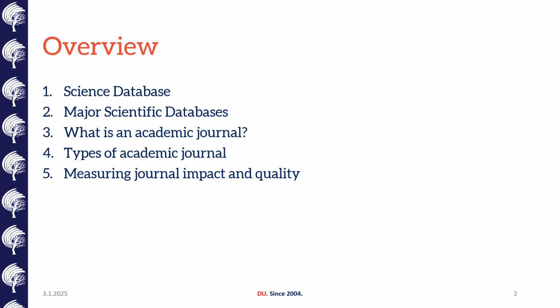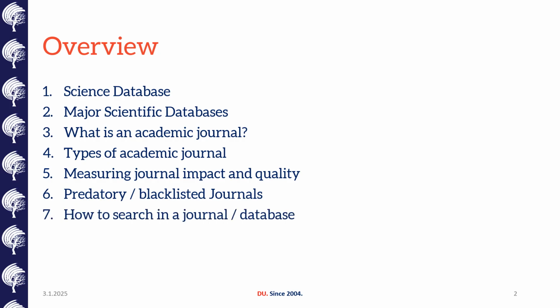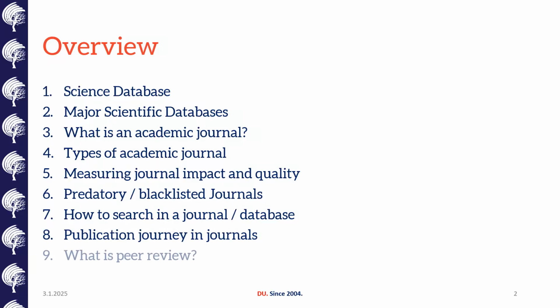After that, what predatory blacklisted journals are and how to avoid them. Up next, how to search in a journal or database. Then, the publication journey in journals. Finally, what peer review is.